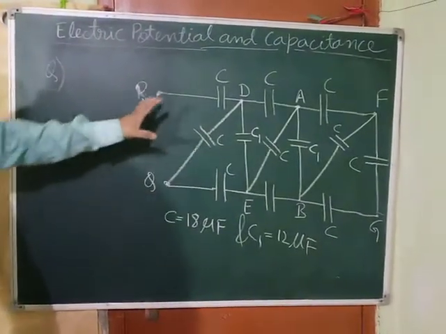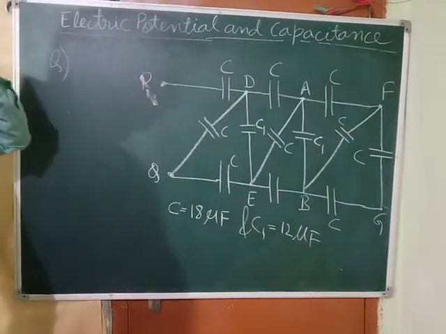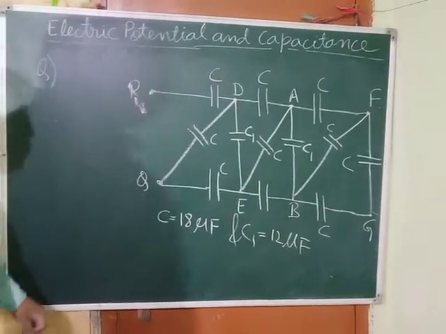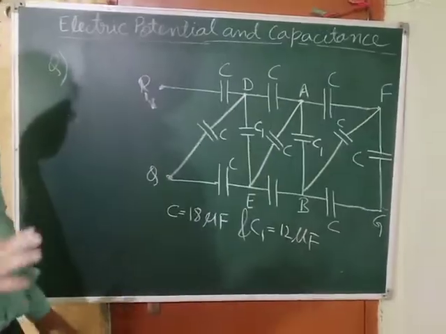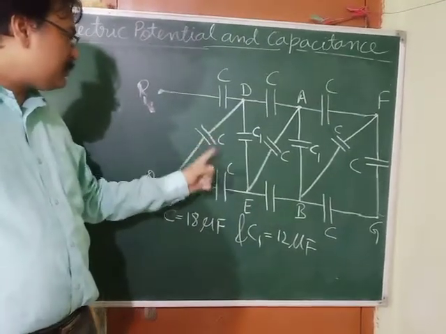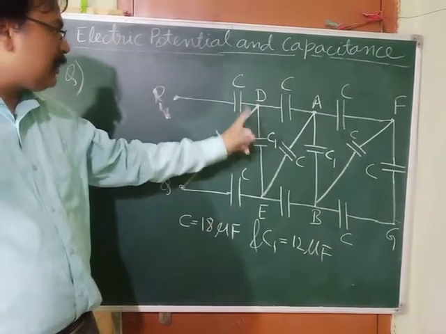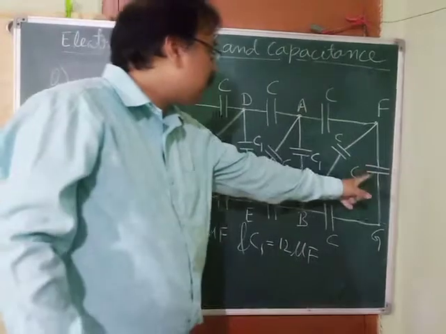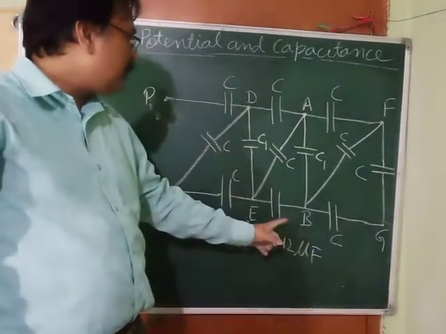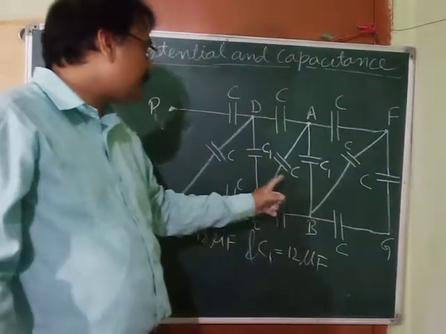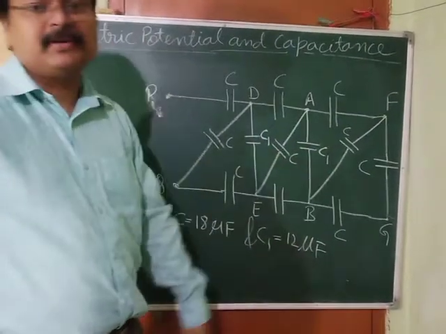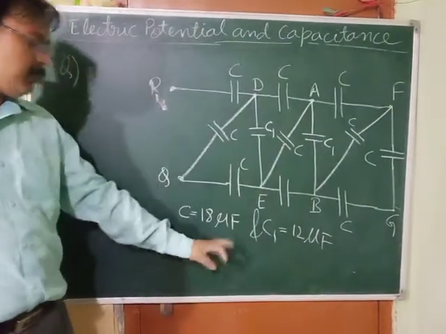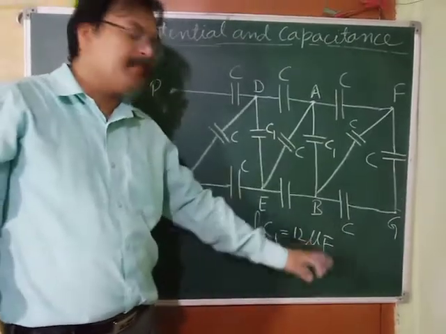You can see this is a combination of capacitors. You will find there are two types of capacitors in this. See, this has capacitance C, this has capacitance C, this has capacitance C, this and this, and this also. And these two have capacitance C1. The value of C is 18 microfarad. The value of C1 is 12 microfarad.